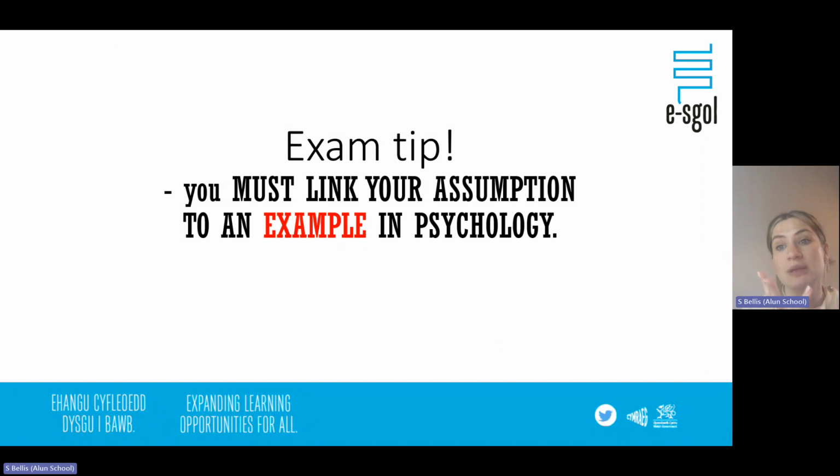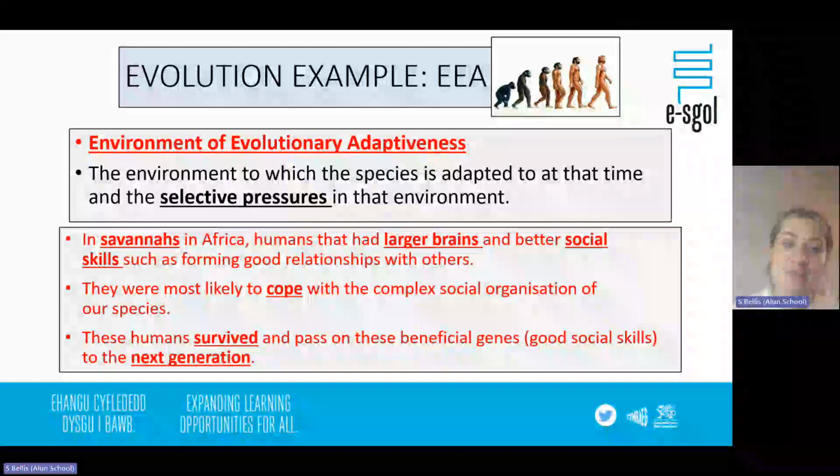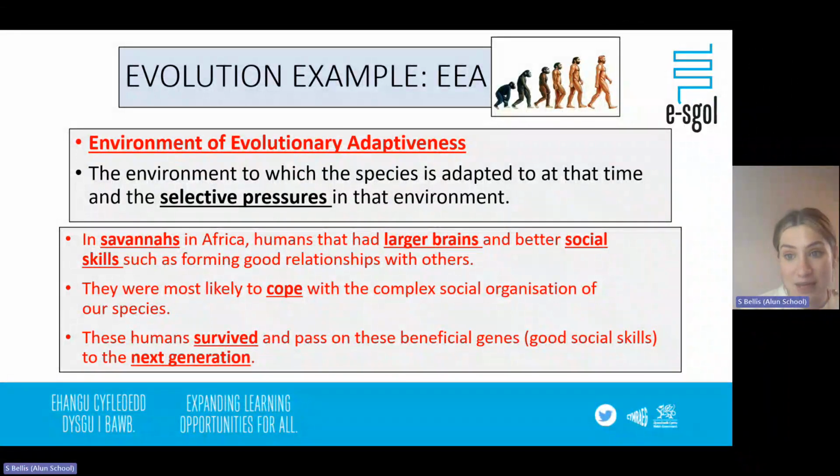Okay, so those two definitions, evolution and natural selection, are the description part of your answer. The next bit I'm going to go on to looks at the example, which is the most important part, really, because this is where you're really going to use your psychology and gain those marks. So an example for evolution is something called EEA, which stands for Environment of Evolutionary Adaptiveness. It is the environment to which a species is adapted at the time, and the selective pressures in that environment.